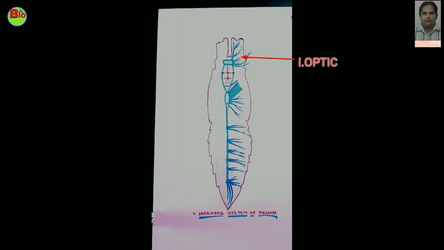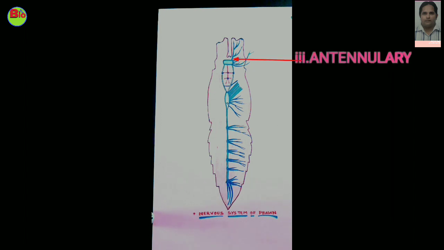Number 1, optic. These nerves arise from the dorsal side of the brain and enter into the retinal part of the eye. Second, ophthalmic. These are thin nerves that arise close behind the optic nerve and supply the ocular muscles in the eye stalks.